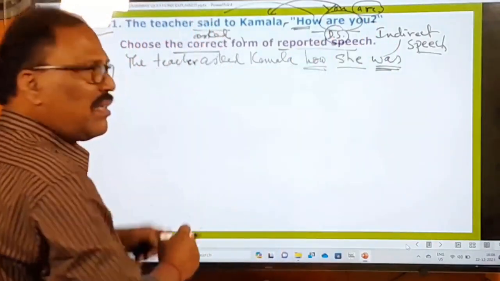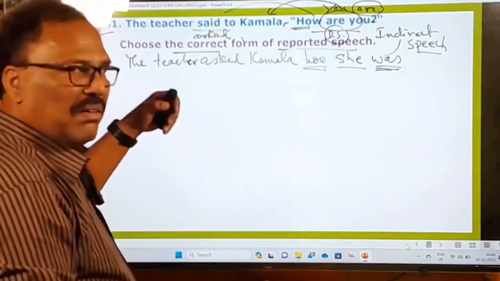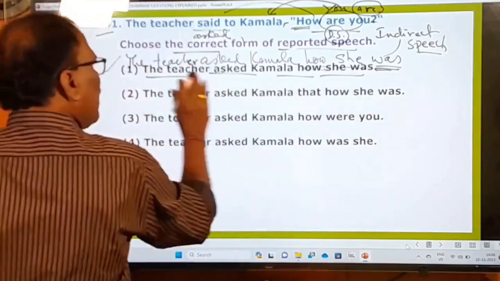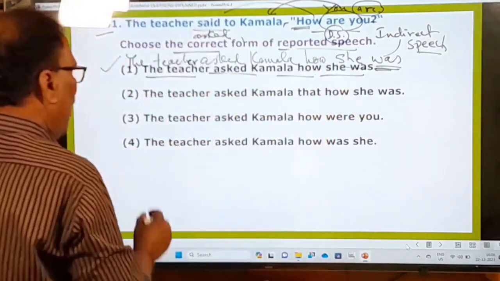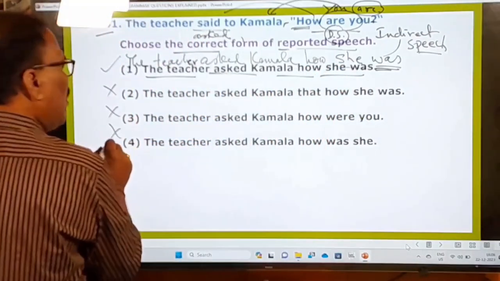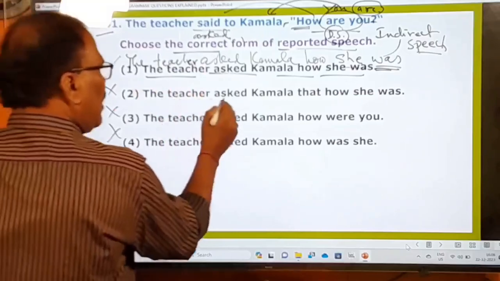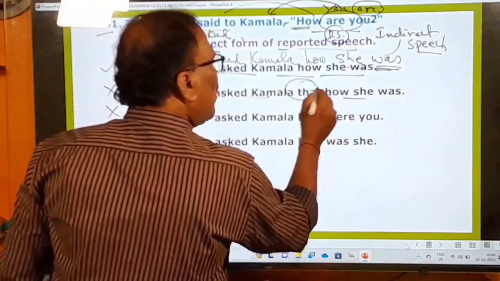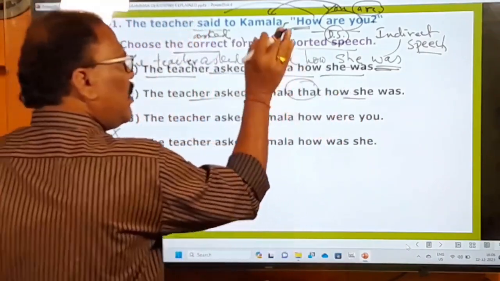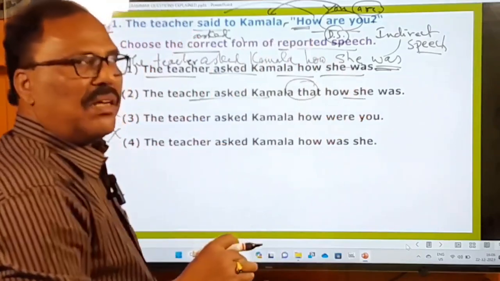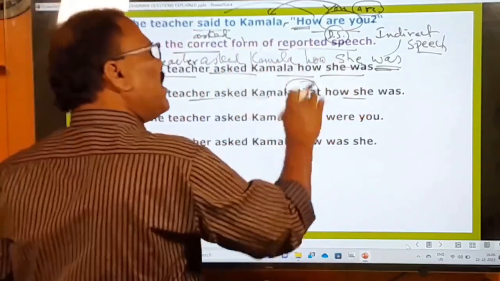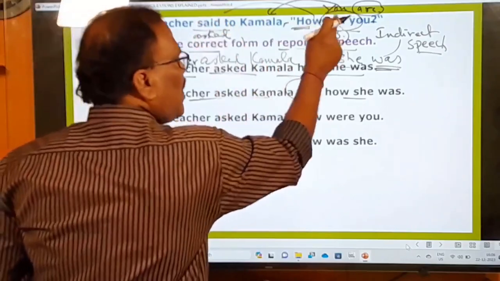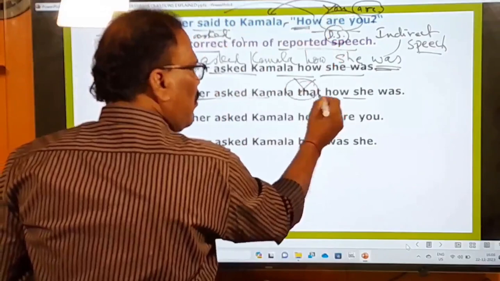Now let us check the options given here. The teacher asked Kamala how she was. The very first one is the right answer, and all others are wrong. Why they are wrong, you can also check. "The teacher asked, how she was." Now that is also used. Connecting word, when the direct speech is the WH question, the same WH word must be used as a connecting word between this reporting verb and this direct speech. But here that is used wrongly. So that's why this is wrong.